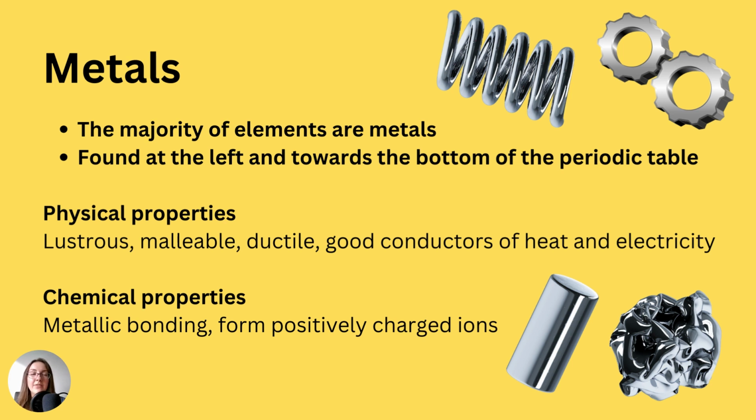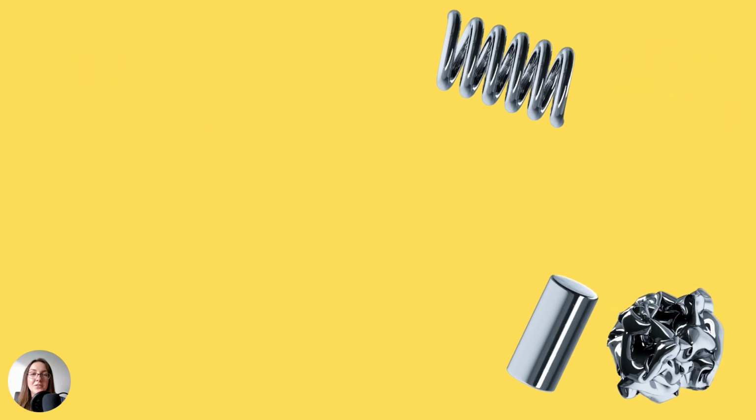So, all metals have a lustrous shine, they are malleable, meaning they can be bended or molded into specific shapes without cracking. They are ductile, which means they can be drawn into wires. They are also very good conductors of heat and electricity. This is also true in metals that they use metallic bonding and they form positively charged ions.